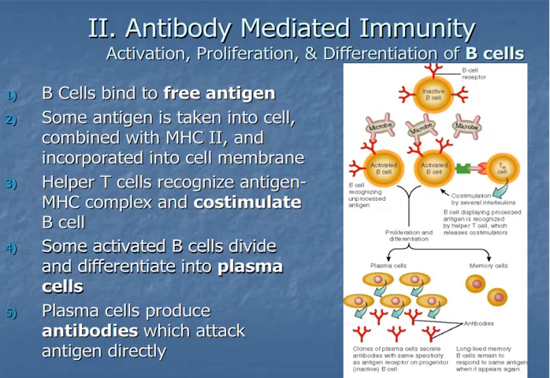So first we have B cells that are binding to a free antigen. Now some of that antigen is taken into the cell and combined with our MHC2 markers and incorporated into the cell membrane. The helper T cells will recognize this antigen MHC complex and bind to the B cell, causing a process called co-stimulation. This will in essence activate the B cells. Once the B cells are activated, they will proliferate. That is, they will divide very, very rapidly. And some of these cells will become plasma cells that secrete antibodies against the specific pathogen, and some will become memory cells that will hang around for long periods of time so that we're better able to remember that specific type of antigen and deal with it more quickly in the future.